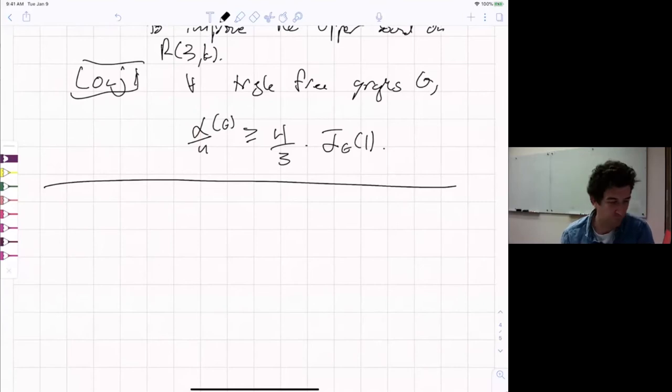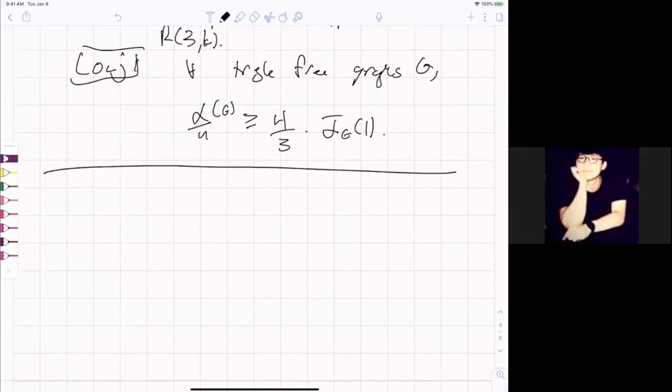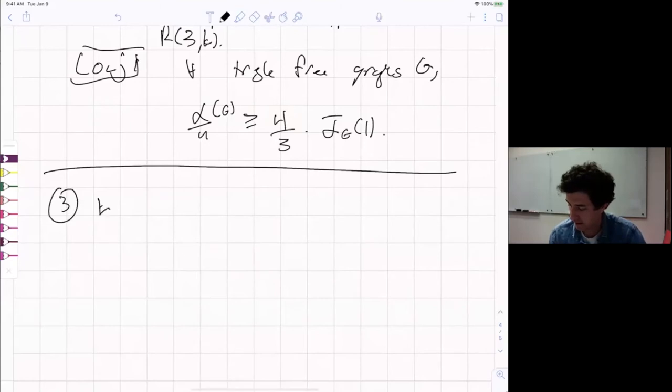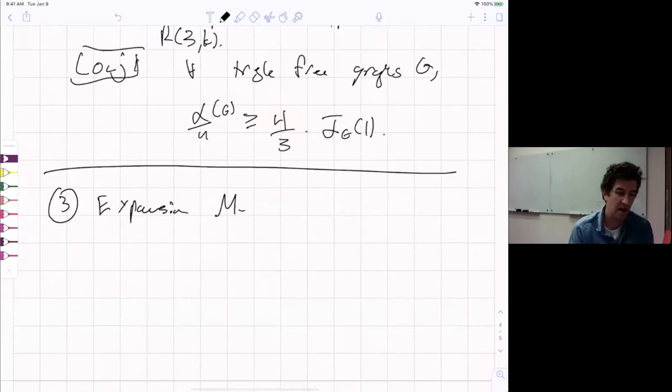Okay, so let's move on to lecture 3 or chapter 3. And the topic now is expansion methods. And I'm pretty excited to tell you about this because I think you may very well find it useful in some problem you're interested in.